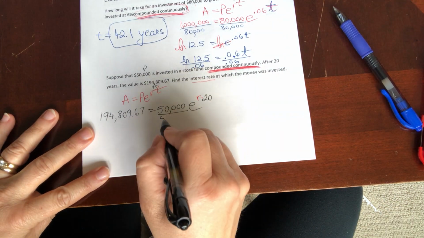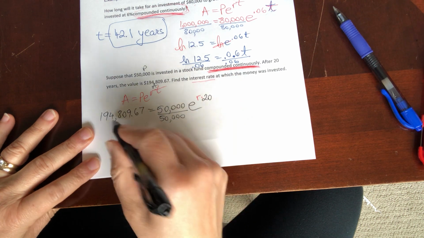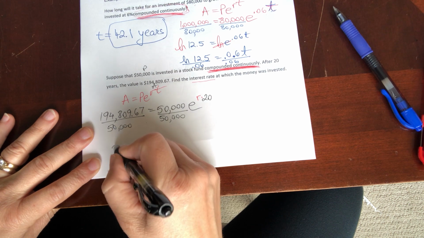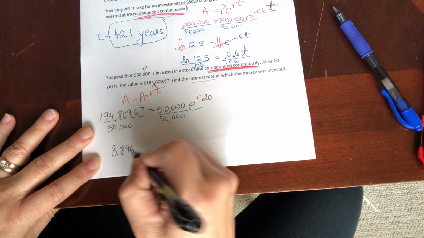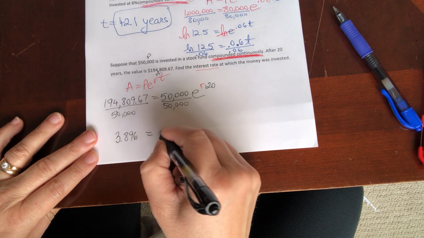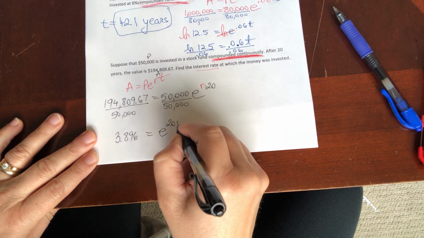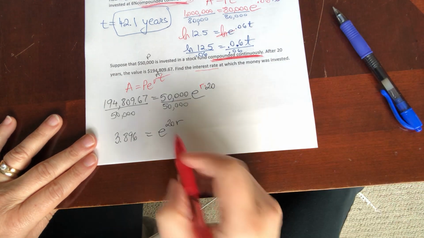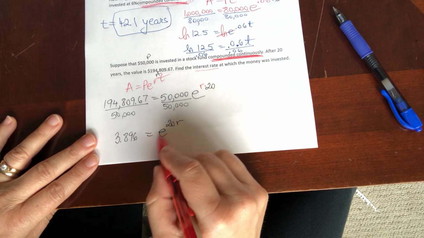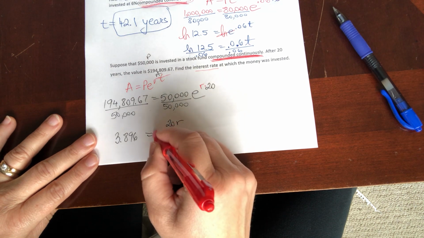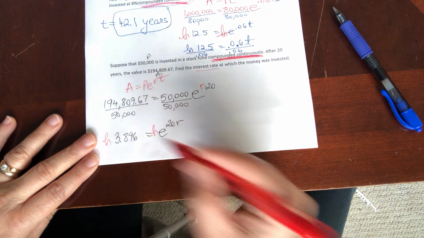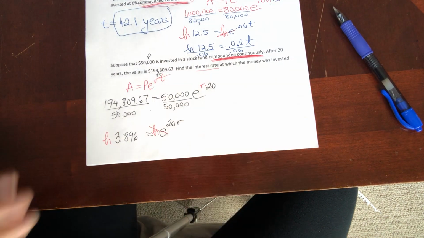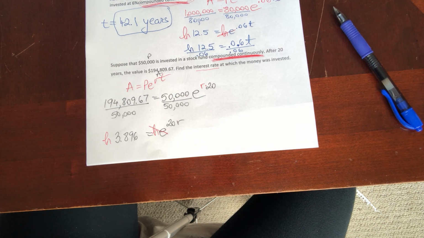So the first thing we'll do is divide by the 50,000. So that's going to be 3.896, which is e to the r times 20, where 20 times r is the same, but 20r looks better. So how do I get into the exponent? In other words, how do I get rid of this base of e so I'll be left with just the exponent? Well, anytime you need to solve for an exponent, you have to use a log. So I'm going to use a log with base e to make these guys go away.